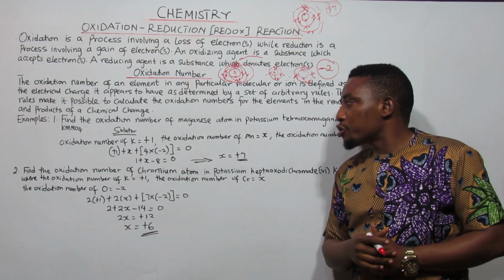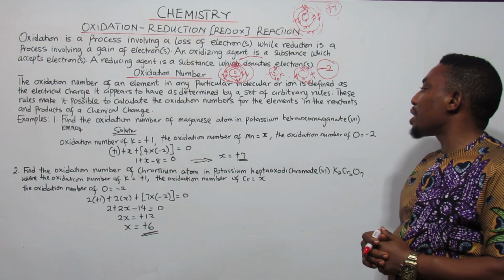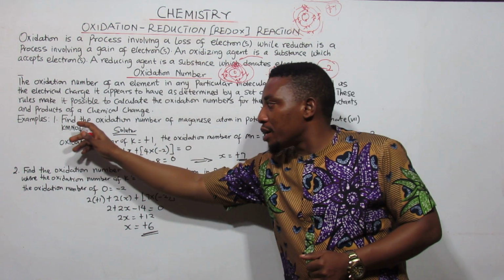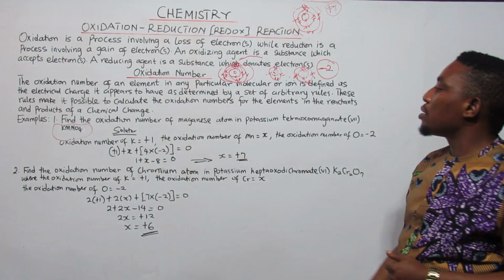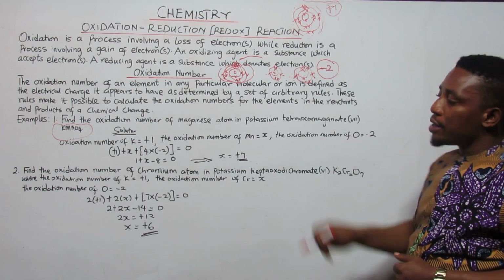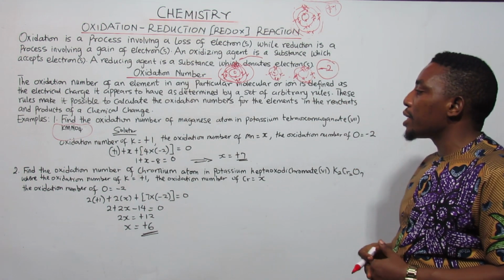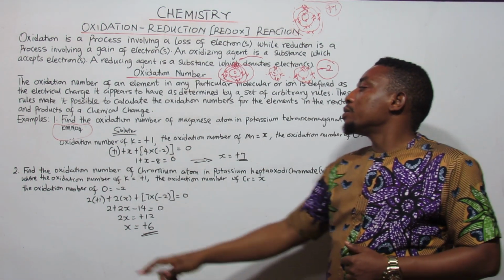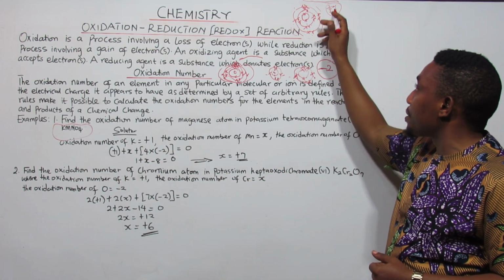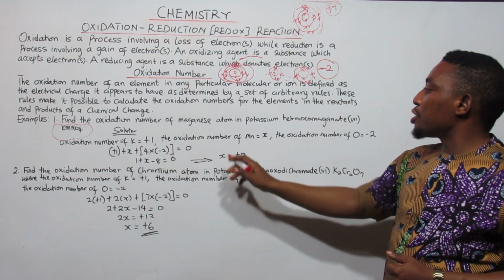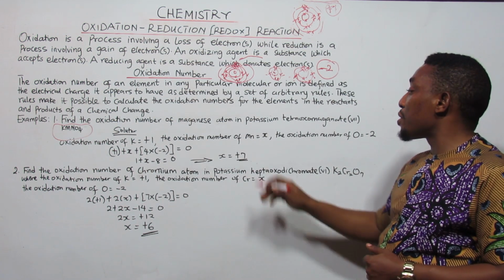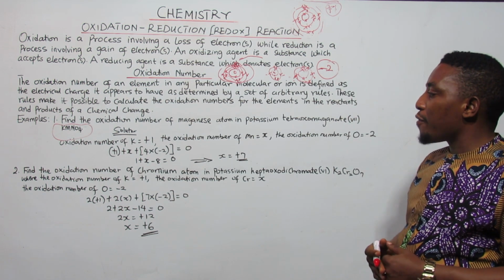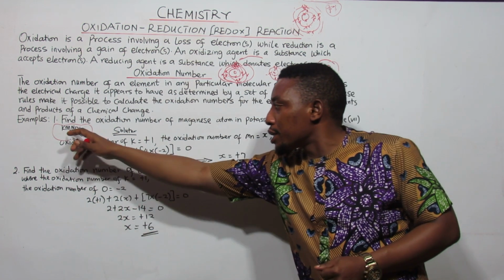So now, we have the first example. Find the oxidation number of the manganese atom in potassium tetraoxo manganate 7, KMnO4. Solution: for you to get this, first and foremost, you take the oxidation number of the elements. The oxidation number of potassium, like I already said, is plus 1. The oxidation number of Mn, which is the one you are looking for, is X. Then the oxidation number of oxygen is minus 2.